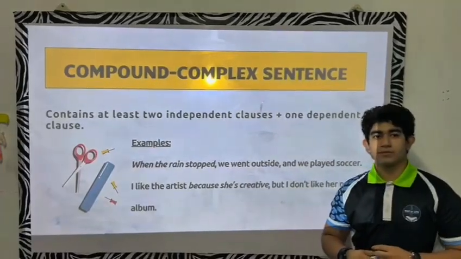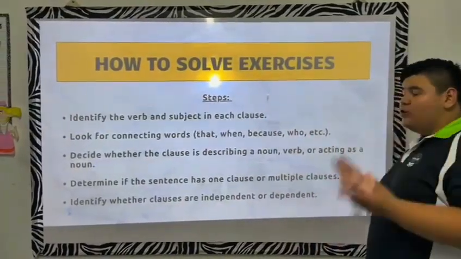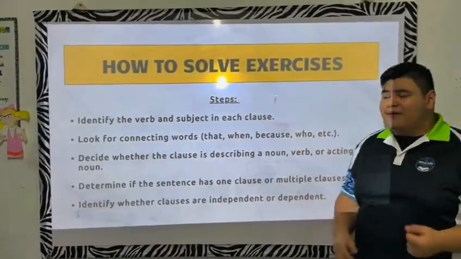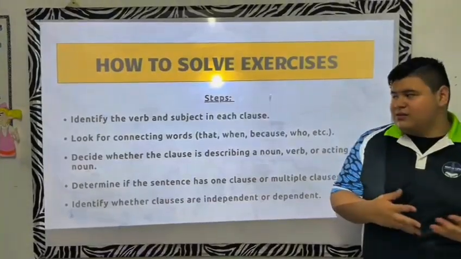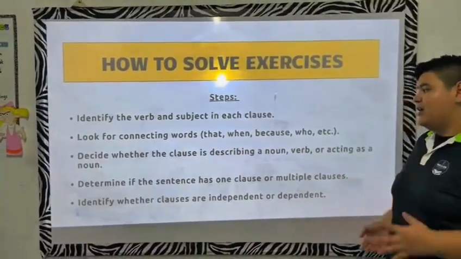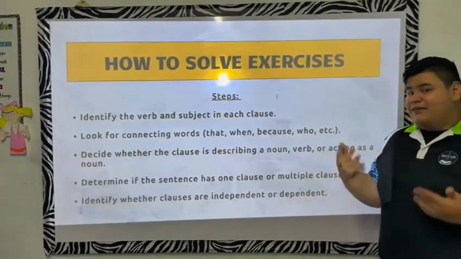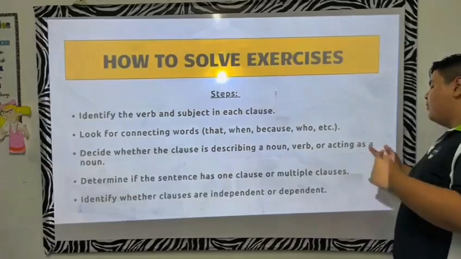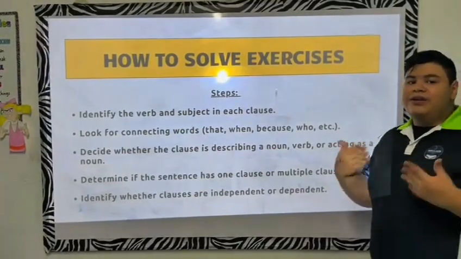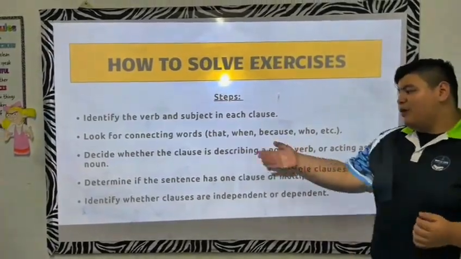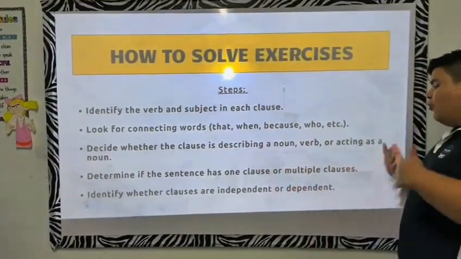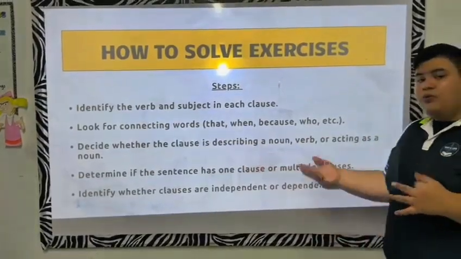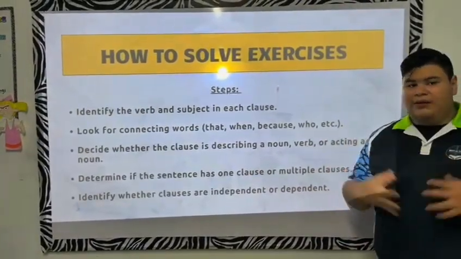Now, how do we solve these exercises, or how do we identify the clauses or the sentence type? First, we identify the verb and the subject in each of the clauses. Next, we look for connecting words like that, when, because, who, and those types of words. Next, we decide whether the clause is describing a noun, a verb, or acting as a noun. There we can identify what type of clause it is. Then we determine if the sentence has one clause or multiple clauses to identify its sentence type, and identify whether the clauses are independent or dependent.